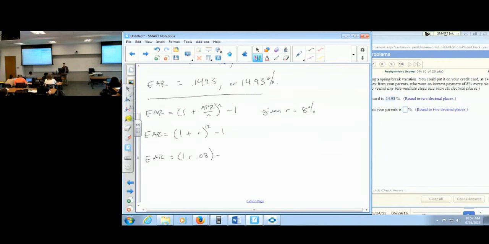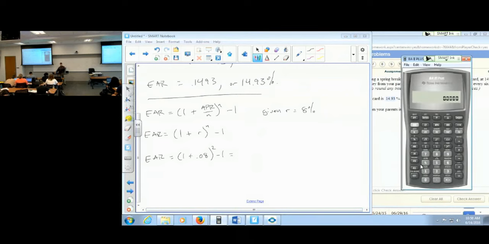Oh, sorry, that should be raised to n there. All right, so n is the number of compounding periods per year. If it's 8% every 6 months, how many compounding periods per year do I have? I've got 2, right? 2 6-month periods in a year. Awesome. So 1.08.